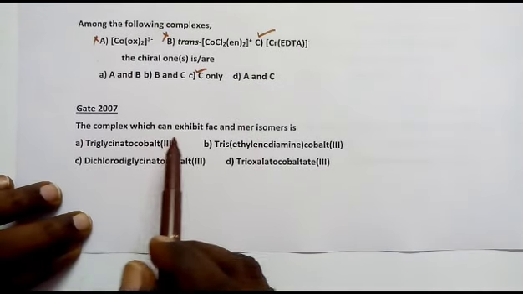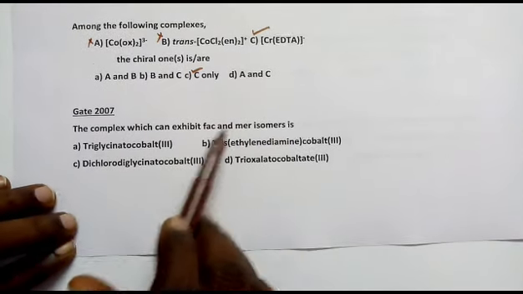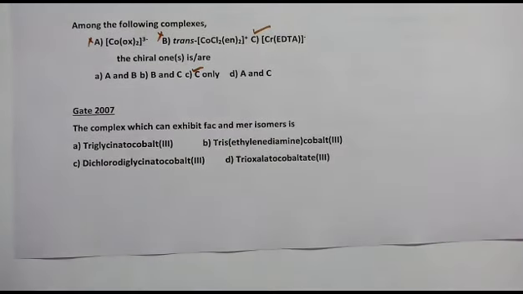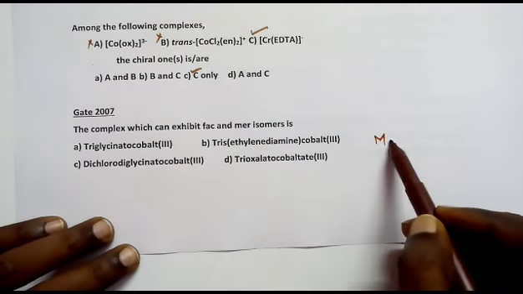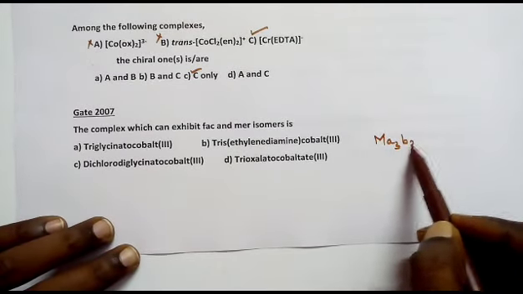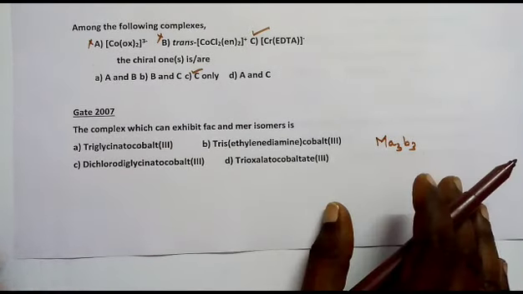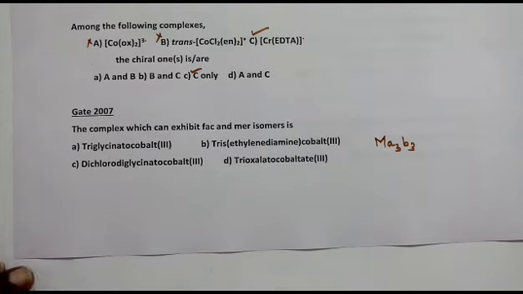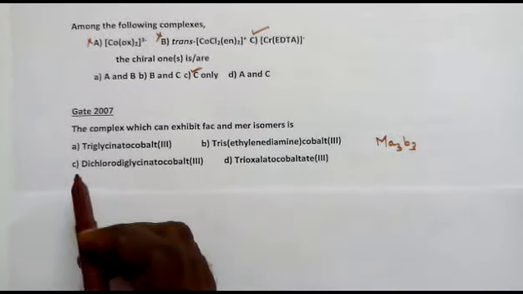The complex which can exhibit facial and meridional isomers. I hope you remember, facial and meridional means what? M A3 B3 type. A3 B3 means A and B are monodentate ligands. Do we have any complex like this? Let's try all these complexes.